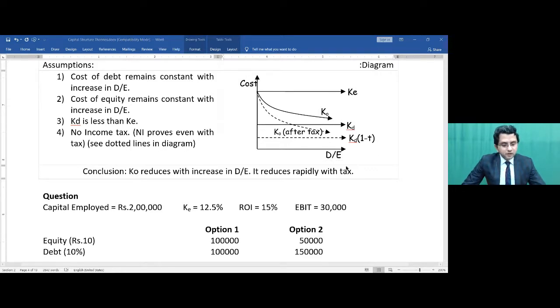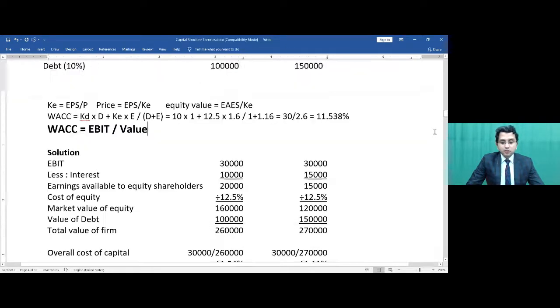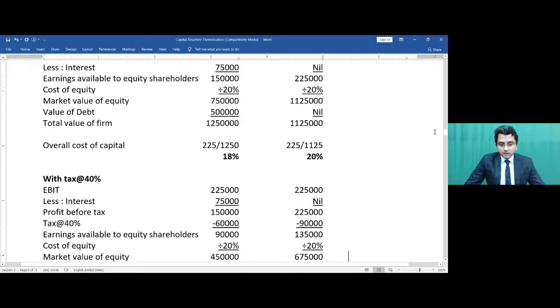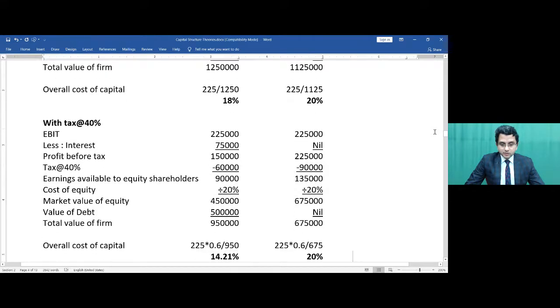Great. Some people are getting 23% answer, which is wrong. 14.21 is correct. No, 19.8 is wrong. Correct answer is, I'll show you the correct solution once again. So this one is the correct solution. Just check it and identify where you committed the mistake.